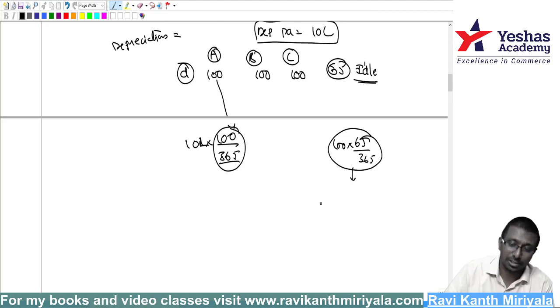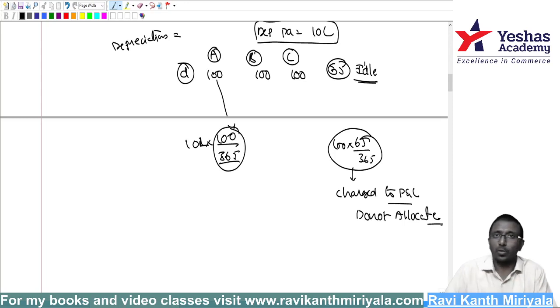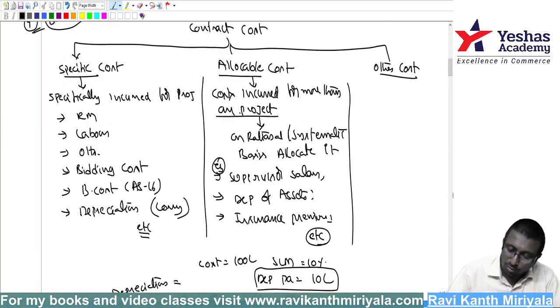Idle machine depreciation should be charged to P&L. Right. Do not allocate it. You are not supposed to allocate it. Remember this. Okay, fine. What about this other cost, sir?